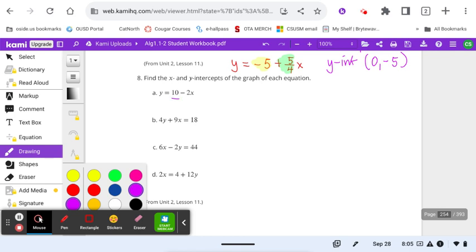So here, this is already an mx plus b format. And so this one already has a y-intercept staring at us. It's the 0, 10. But to get the x-intercept, we have to plug in 0 for y.